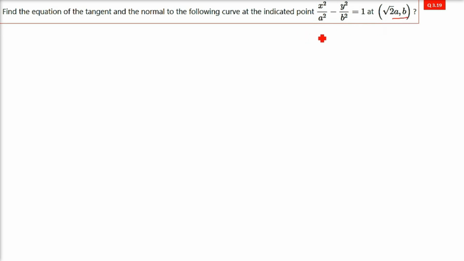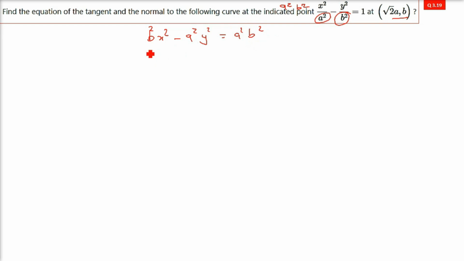This kind of question we have already seen, but since the point given is (√2a, b), let us try it. I told you that the denominator can be eliminated to make it simpler. So let us multiply the whole equation by a²b². When we multiply it by a²b², this will be b²x² − a²y² = a²b².